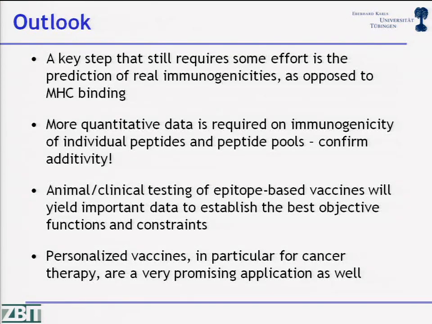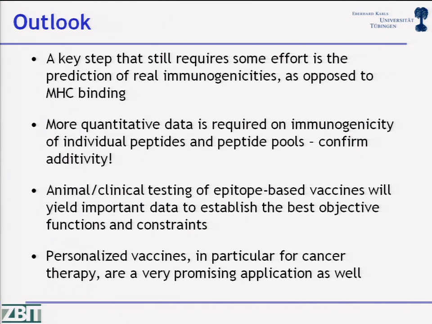Now, if we look at this whole setup, then one of the obvious things that need to be improved if you want to go to a real vaccine design is that we need to get better numbers for these immunogenicities as opposed to MHC binding. I said we can get these numbers experimentally, but that is a lot of work. It's not easy to get these numbers.